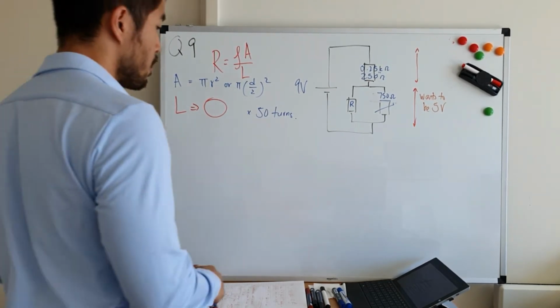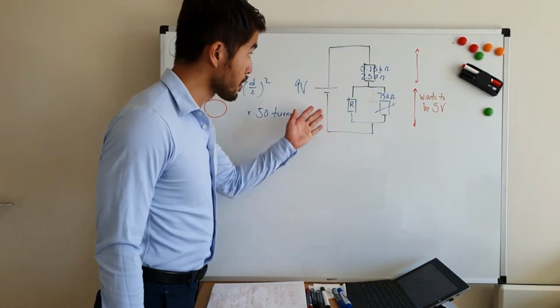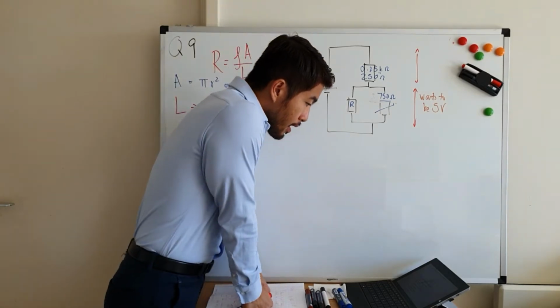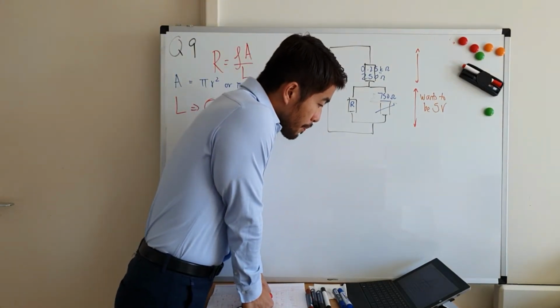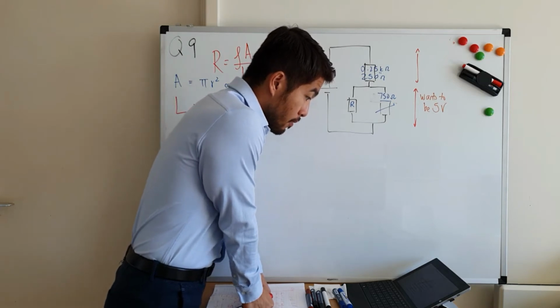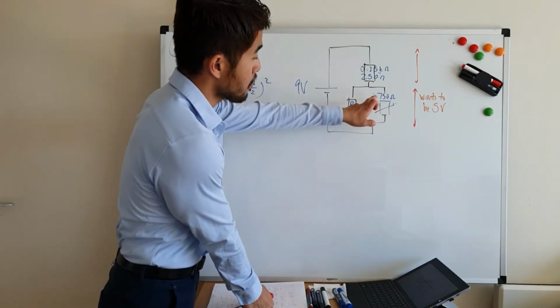Good, question 9. Question 9. The diagram is like this. They are saying that the supply has negligible internal resistance and a resistance of 750.